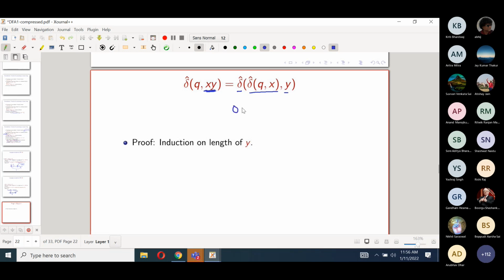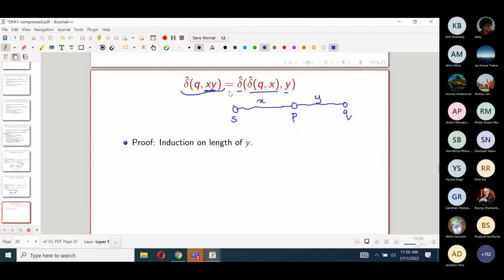Intuitively this is what should happen, right? Because we are saying we are following a path labeled by xy. So following a path labeled by xy starting from s would mean, after I follow a path labeled by x, I reach p, and then I keep going, I keep reading y, and then I reach some q. This need not be a simple path, I'm just drawing it diagrammatically. So this is exactly what they are saying.